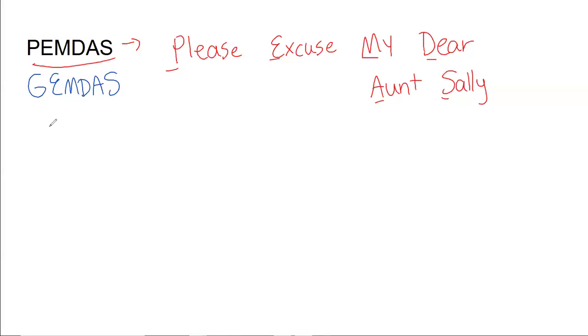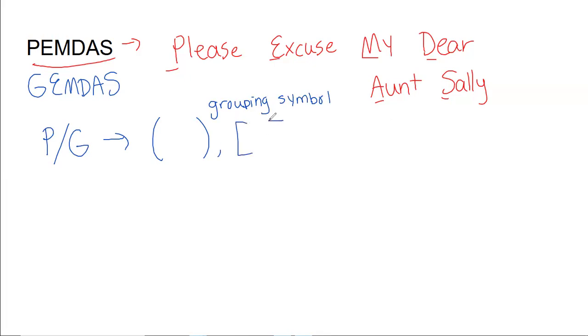Okay, so what is this? So either the P or the G, what does that stand for? You're going to do parentheses. The G stands for grouping symbols, and the P stands for parentheses, which is a grouping symbol. Okay, so the parentheses, brackets, sometimes they're even curly brackets. If you have a grouping symbol, you do it first. You do whatever's in that group first. That's the P or the G.